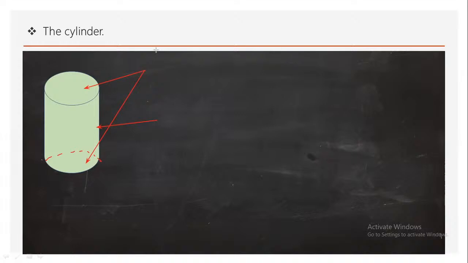We can write here: circular plane surface. And this is the curved surface. And this is the center of this circle, and this is the center of this circle.